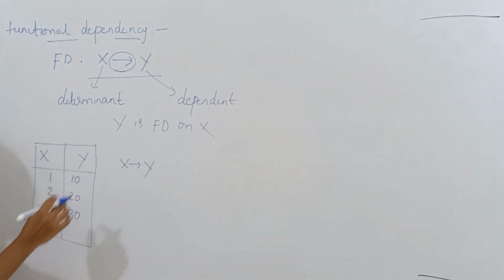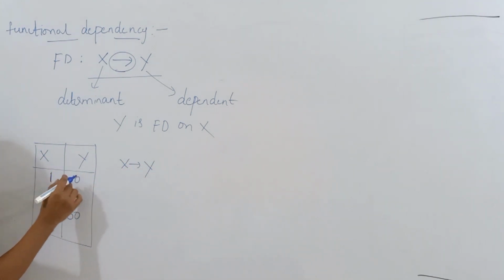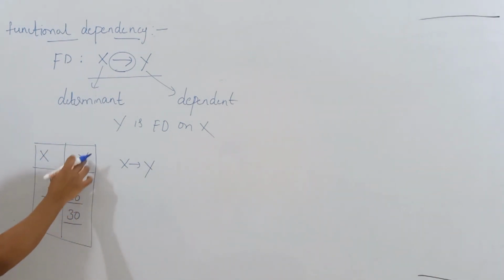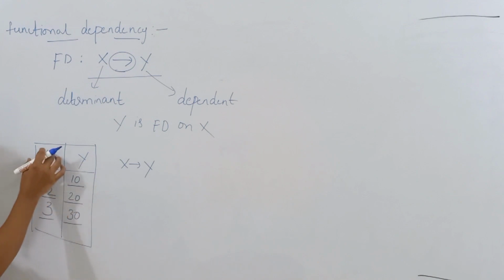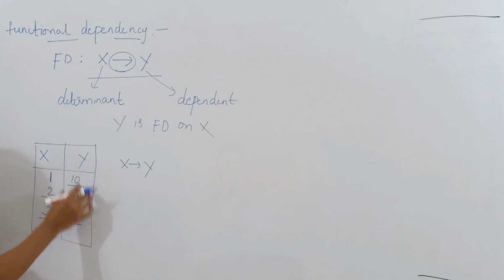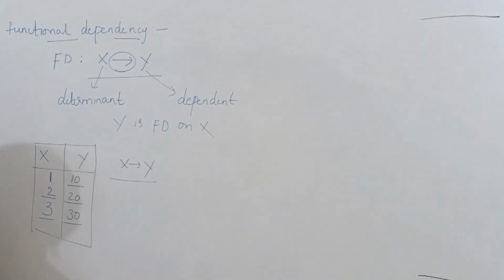Now, we will check whether it exists or not. Here X value is 1, Y value is 10. Here X value is 2, Y value is 20. Here X value is 3, Y value is 30. So, using X we can determine the Y values. In this example X values are unique values, different values. So, we can determine the Y values. So, we can say that X determines Y.